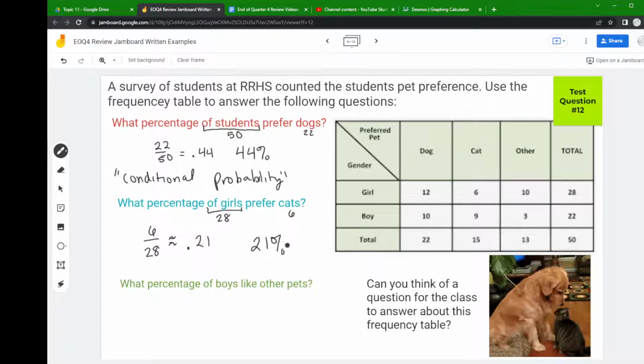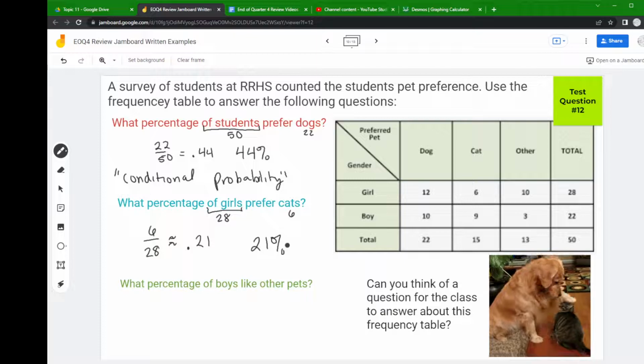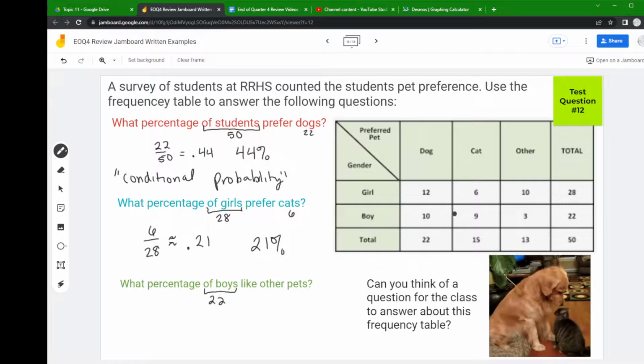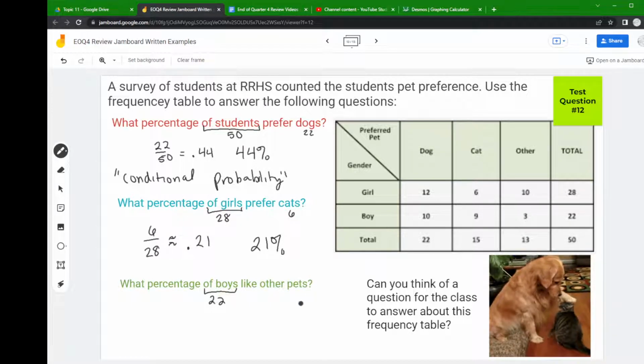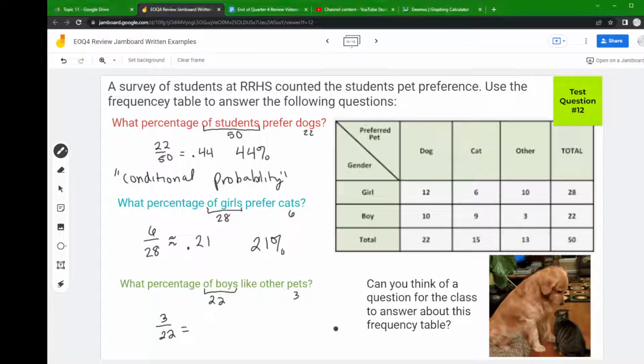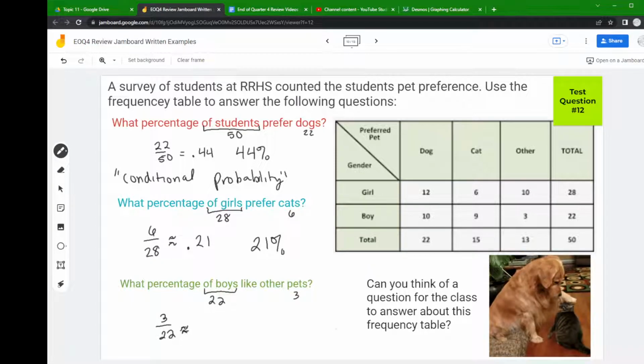percentage or chance. And then it says what percentage of boys like other pets. So the "of boys" is telling you to consider just the boys here. So there's 22 boys in this survey. And out of those 22, 3 say other. So my fraction would be 3 out of 22, which is about 0.136. So I'm going to call that about 0.14, so about 14%.